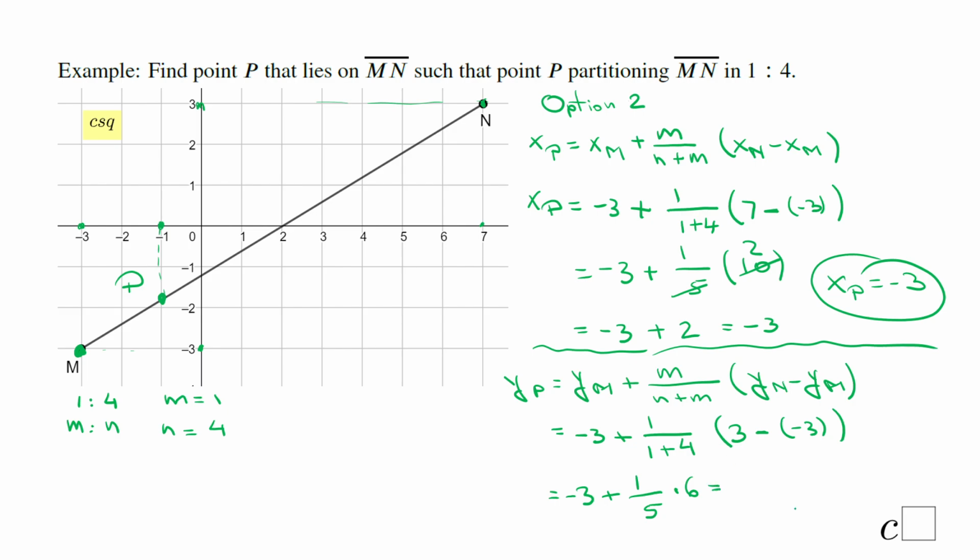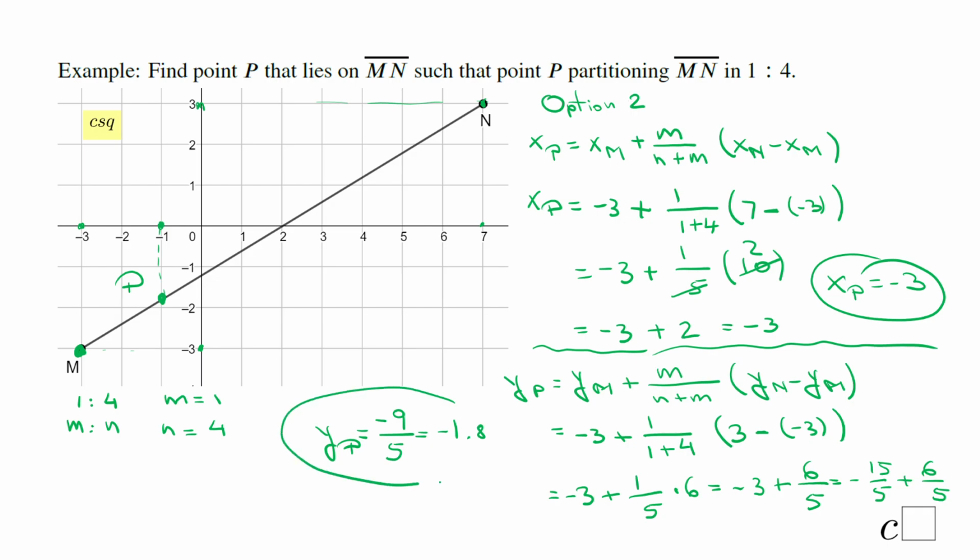So we have -3 plus 6 over 5, which you can change into a decimal if you want. Or -3 is -15 over 5 plus 6 over 5. That will be y sub p will be negative 15 plus 6 is negative 9 over 5, which is good, or negative 1.8 if you want this decimal thing.